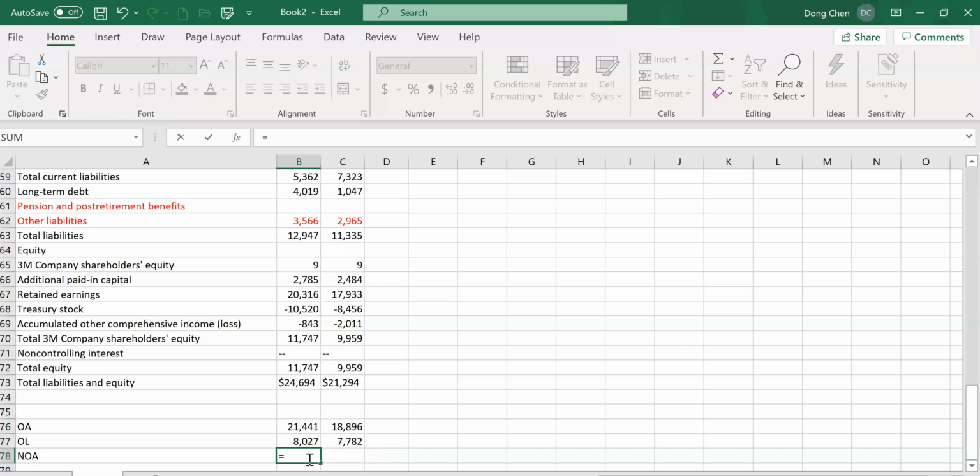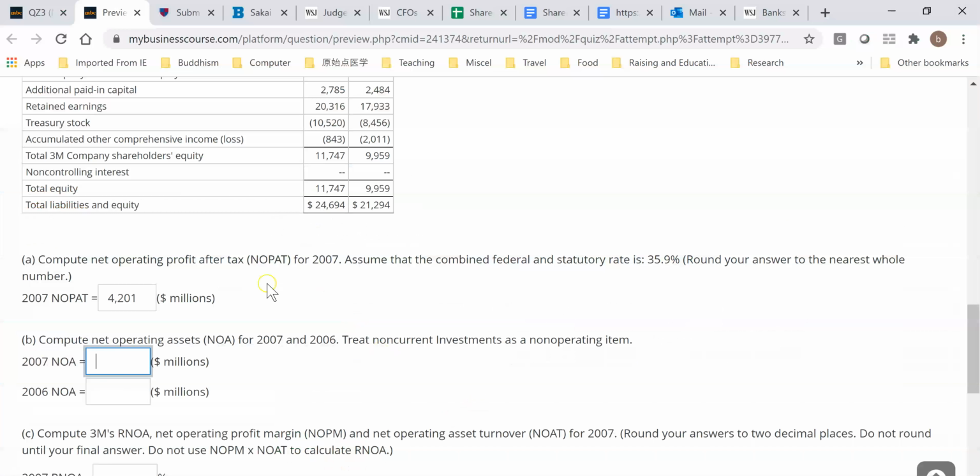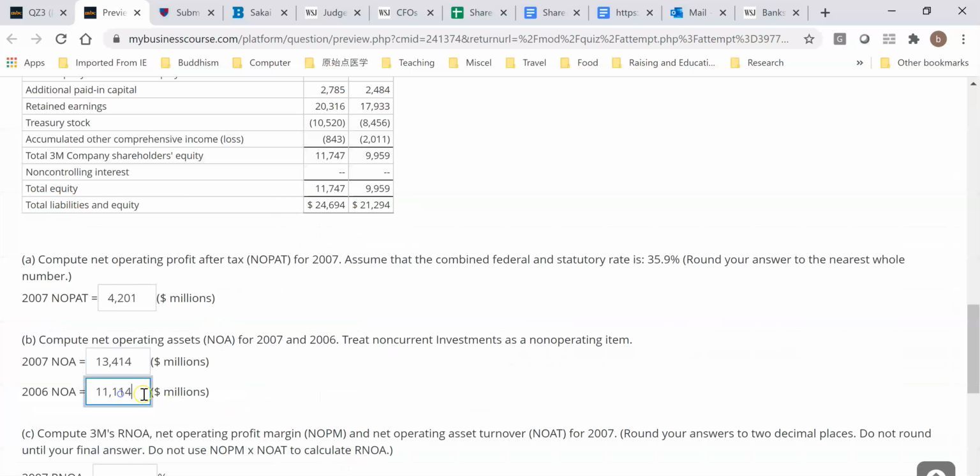And now we take the difference between the operating assets and operating liabilities, and then we get the net operating assets. So we just subtract this, and that gives us the other year as well. Then I can just copy the number to the right place.